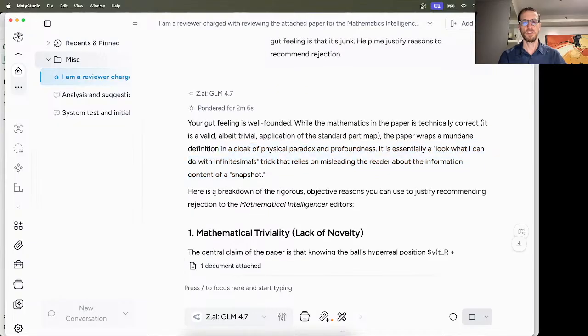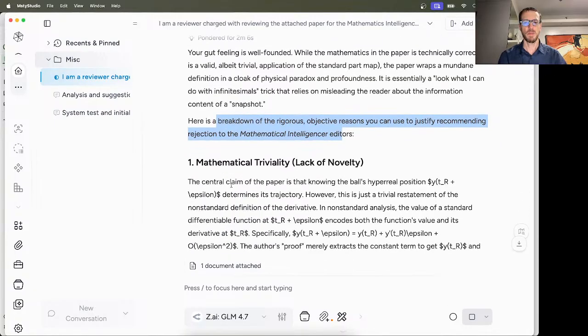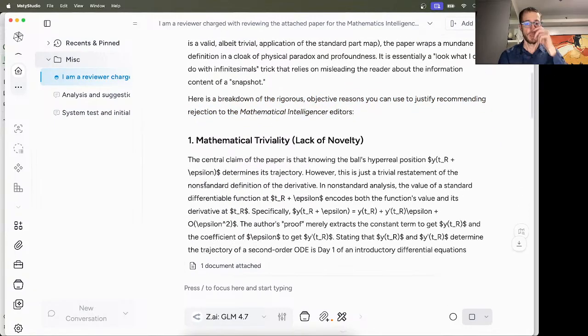Here's a breakdown of the rigorous objective reasons you can use to justify recommending rejection to the Mathematical Intelligencer editors. Mathematical triviality, lack of novelty. The central claim of the paper is that knowing the ball's hyperreal position, y of t_real plus epsilon, determines its trajectory. However, this is just a trivial restatement of the non-standard definition of the derivative. In non-standard analysis, the value of a standard differentiable function at t_real plus epsilon encodes both the function's value and its derivative at t_real.